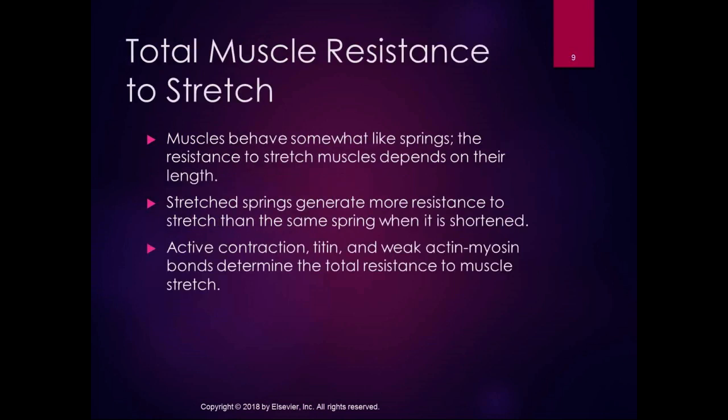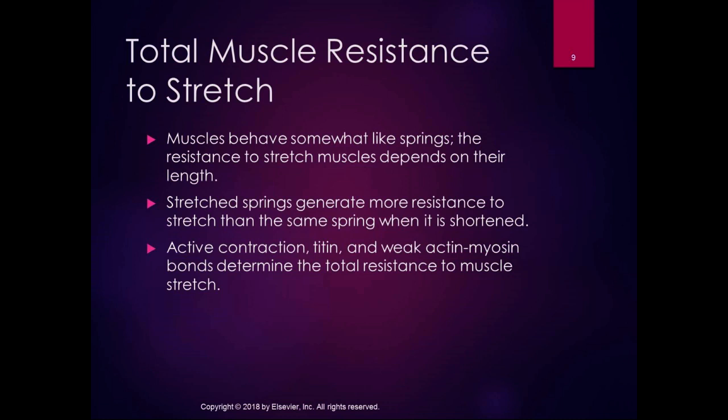So muscles are a little bit like springs in that they have some resistance to stretch depending on their length. A stretched spring generates more resistance to stretch than the same spring when it is shortened, right? So a stretched muscle generates more resistance to stretch than the same muscle when it's shortened. There are some different things that contribute to total muscle resistance to stretch.